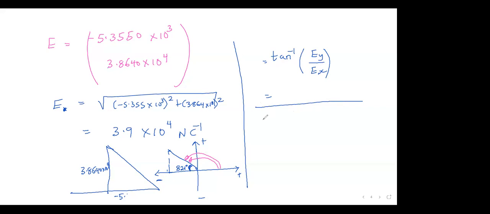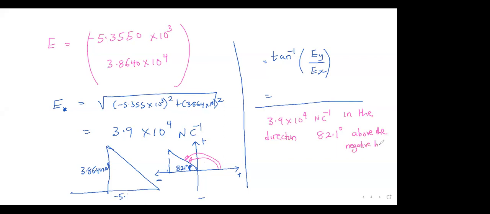So when you are stating here, you will say that the magnitude of the resultant electric field intensity is 3.9 exponent 4 newtons per coulomb in the direction 82.1 degrees. Now here, to bring out the idea very well, you will say above the negative horizontal.